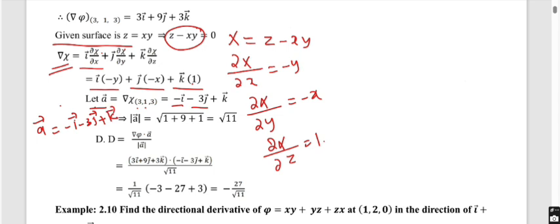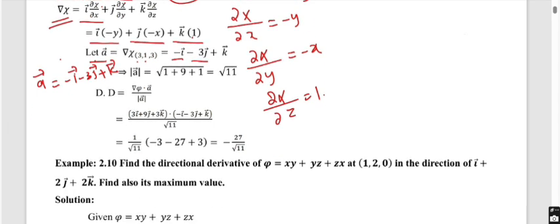From this A vector we find the modulus of A vector. Modulus of A vector equal to square root of minus 1 the whole square plus minus 3 the whole square plus 1 square. So modulus of A vector equal to square root of 1 plus 9 plus 1, that is root of 11. We know the formula for directional derivative is del phi dot A vector by modulus of A vector. Already we found del phi is 3i vector plus 9j vector plus 3k vector, dot A vector, which is minus i vector minus 3j vector plus k vector, divided by modulus of A vector, root 11.